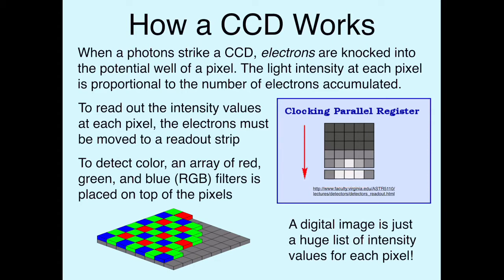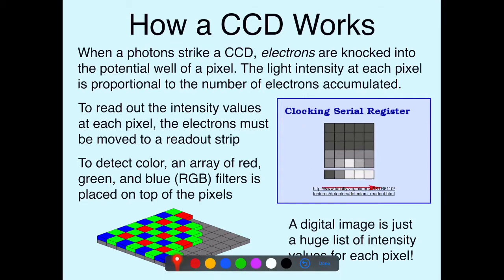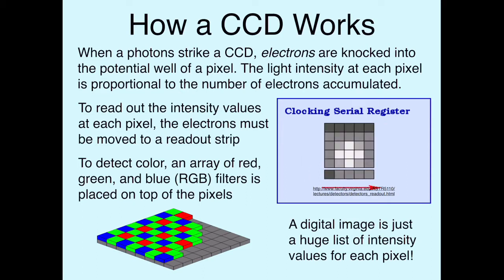Okay, so there's one other element to this, which is color. Just by counting how many electrons we have in a pixel, all we're doing is saying what the intensity of the light is hitting each pixel. That doesn't tell us anything about color. So if we want to detect color, we're going to have to do something extra.